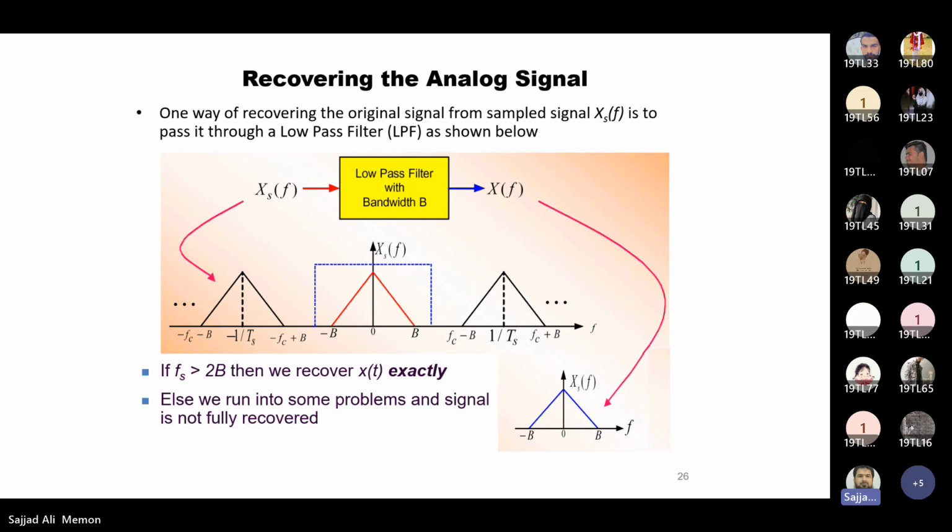There may be a chance, though with very low probability, that a person has a voice whose frequency component is between 3.4 and 4 kilohertz. So this B term is actually the highest frequency component available in the signal. Twice that frequency is what your sampling frequency should exceed. Then we can recover the original signal easily.